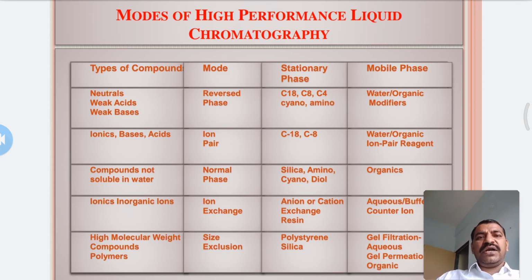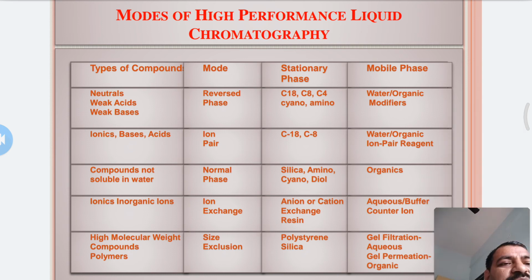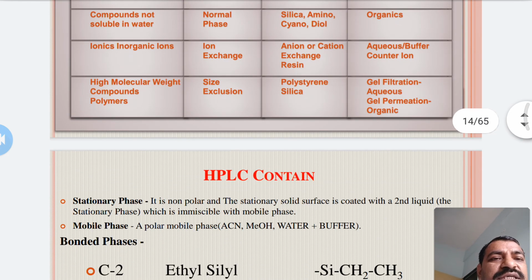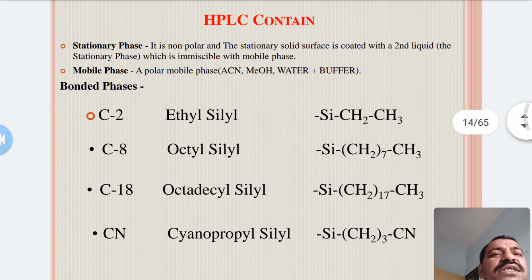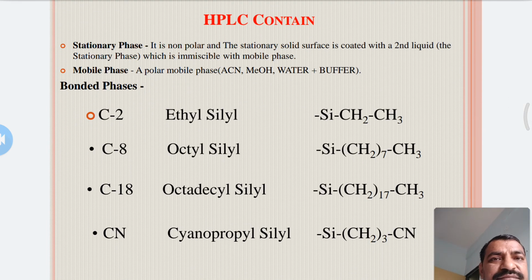Last, compounds or analytes with high molecular weight. For these types of compounds we use the size exclusion mode of HPLC. In this mode we use polystyrene or silica as the stationary phase, and the mobile phase is gel filtration, aqueous, or gel permeation, organic, etc.